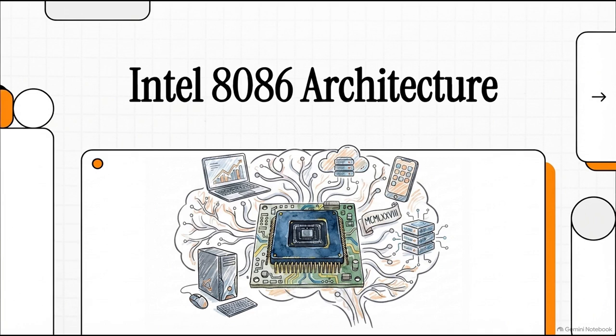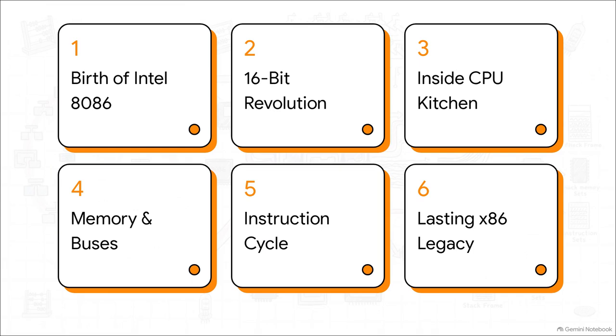Today we're going to unpack how this single microprocessor didn't just advance technology, but literally laid the bedrock for the modern x86 computer architecture we still rely on today. So here's our roadmap for this explainer. We'll start with the birth of the 8086, move into the 16-bit revolution, and then take a peek inside the CPU kitchen. After that, we'll cover memory, segments, and buses, followed by the lasting x86 legacy. Let's get right into it.